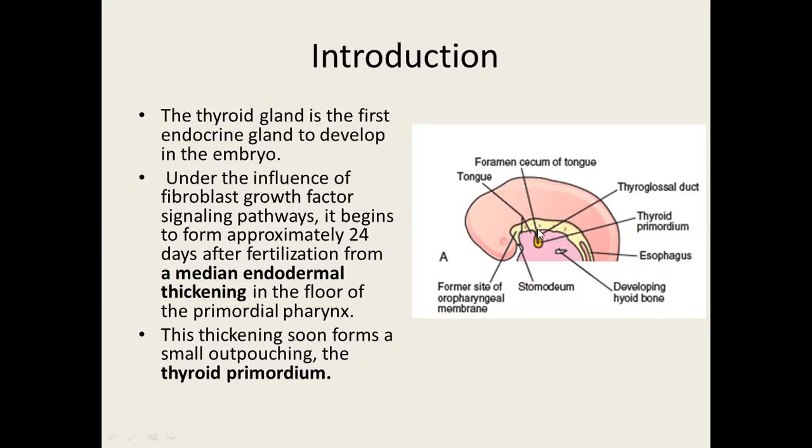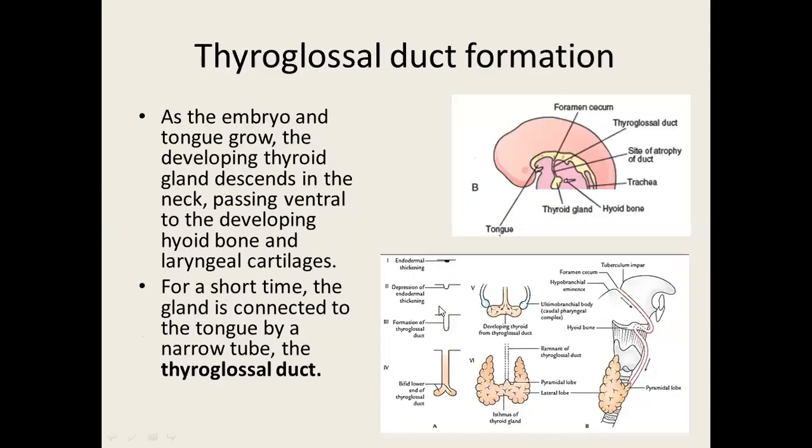Now this thickening, the cells will proliferate and soon there will be an outpouching from this endodermal thickening, which is known as the thyroid primordium, and it is also known as the thyroglossal duct. Now as the tongue grows, the thyroid will start descending down into the neck.